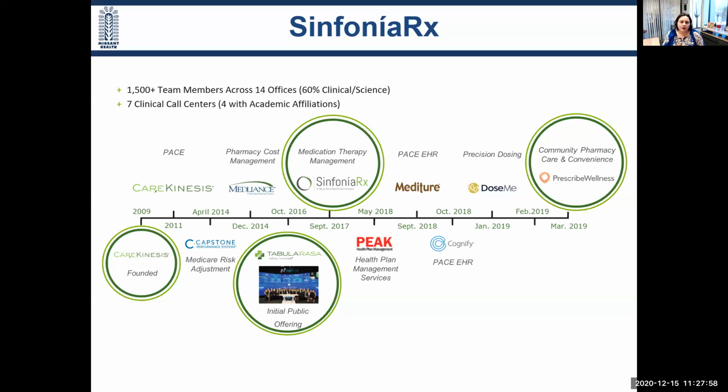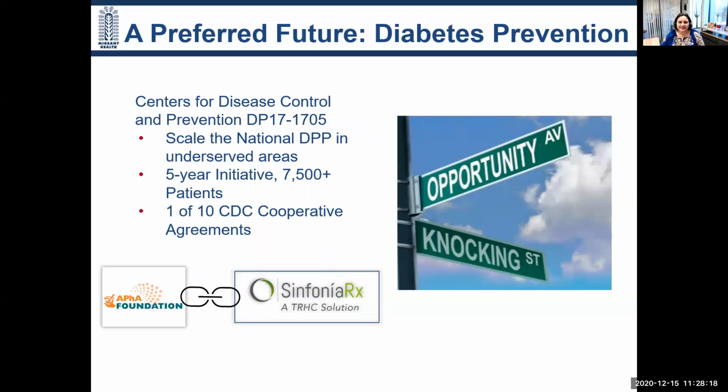So right now, we currently have 7 clinical call centers, and 4 of them are academically affiliated. One of them is at the University of Austin in Texas, another one at the Ohio State University, Drake University, and then we started our program at the University of Arizona. So we still partner with the University of Arizona. We'll go to the next slide, please.